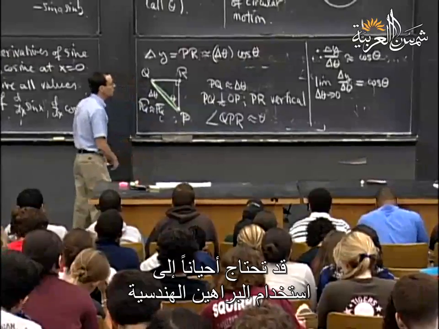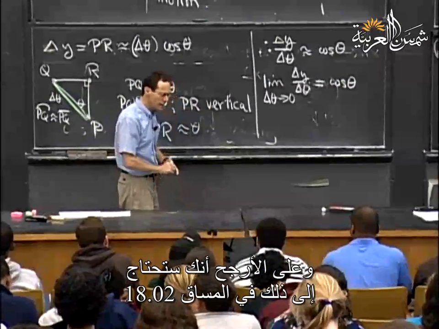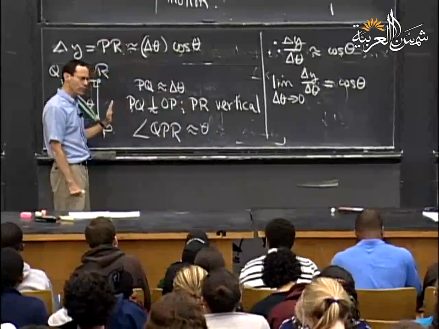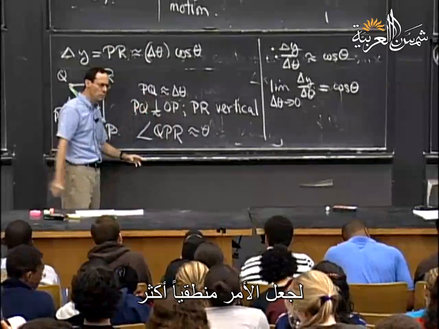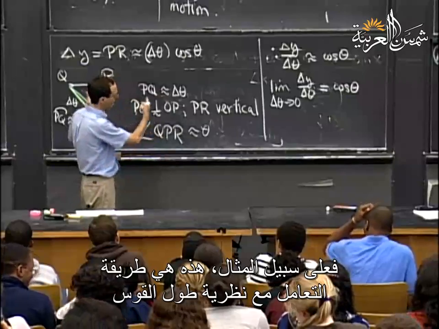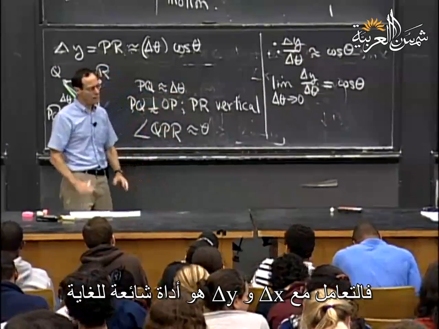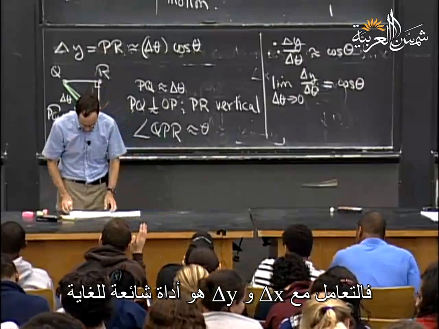You will have to do some kinds of geometric proofs sometimes. When you'll really need this is probably in 1802. So you'll need to make reasoning like this. This is, for example, the way that you actually develop the theory of arc length, and dealing with delta x's and delta y's is a common tool.